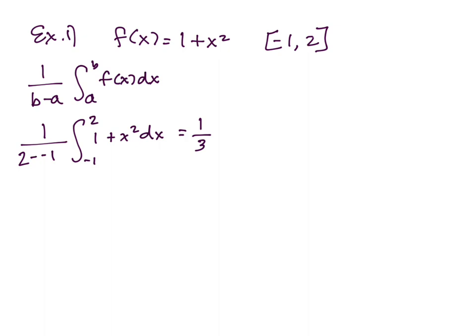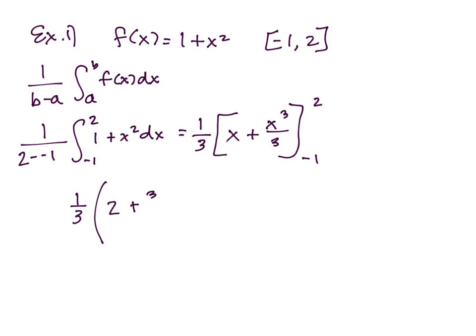So on the front, I have 1/3 times the antiderivative of 1 plus x squared, which is going to be x plus x cubed over 3. If you haven't done this step ever, you're wrong. Just speaking from experience, if you don't ever anti-differentiate, something's bad. And we're going to evaluate from -1 to 2. So I'm going to have 1/3 times 2 plus 2 cubed over 3 minus, open parentheses, -1 plus -1 cubed over 3.